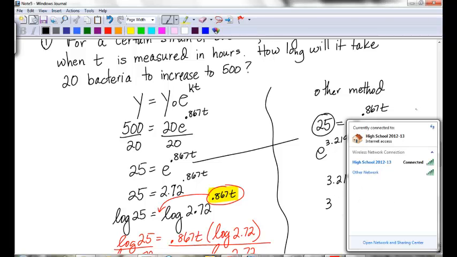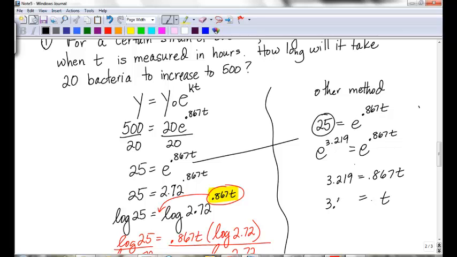And I'm not saying these are the only ways to do this, but these are two. So if this is in terms of a base e, to get this number in terms of a base e, take the natural log of it. Now you decide which method you like best.